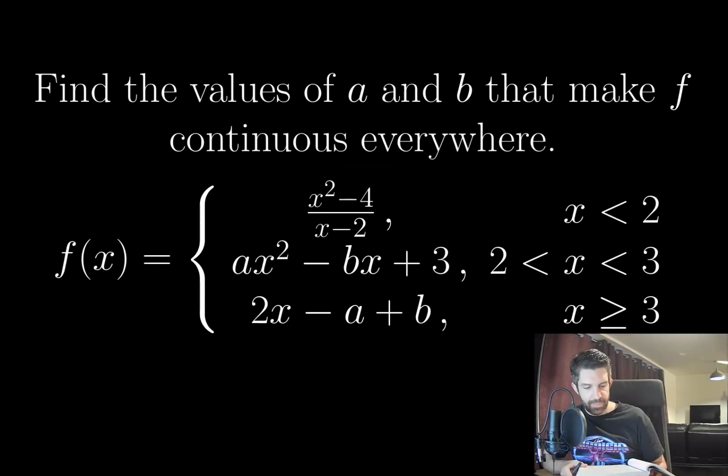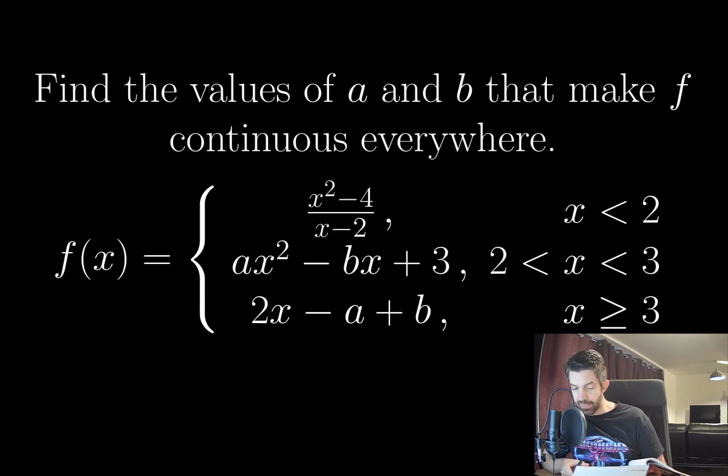Find the values of a and b that make f continuous everywhere, where f of x is defined as (x squared minus 4) over (x minus 2) when x is less than 2, ax squared minus bx plus 3 if x is between 2 and 3, and 2x minus a plus b if x is greater than or equal to 3.